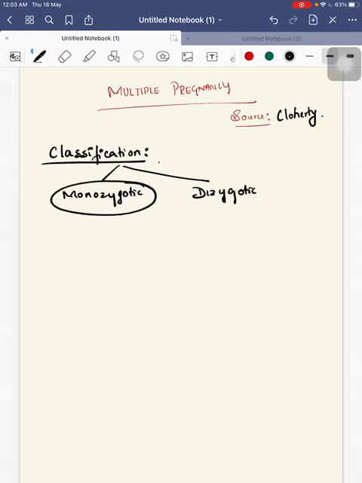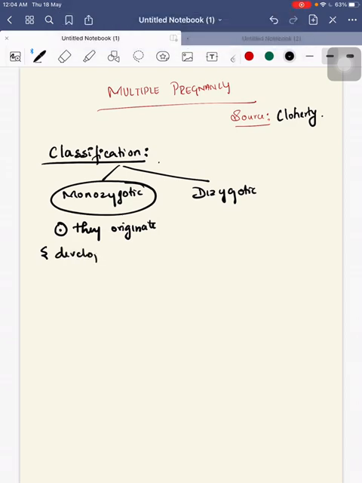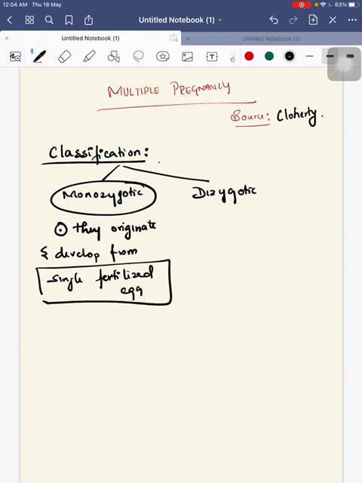In monozygotic, they originate and develop from a single fertilized egg. They have the same sex and they are identical twins. They account for 20%.